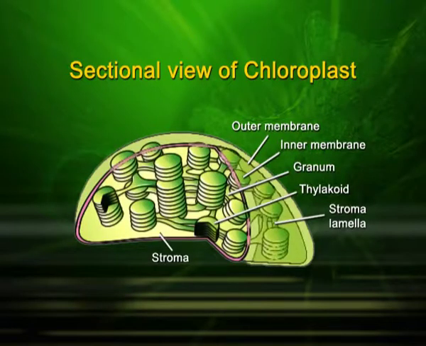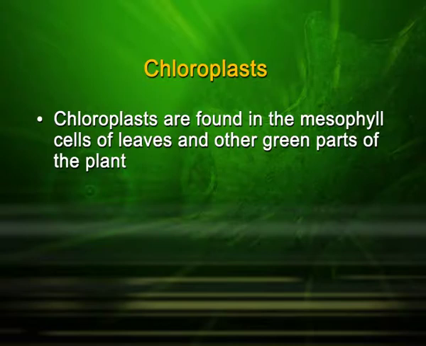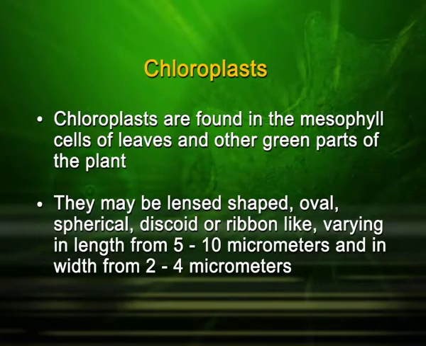Let us have a look at a sectional view of the chloroplast. The chloroplasts are found in the mesophyll cells of leaves and other green parts of the plant. They may be lens-shaped, oval, spherical, discoid or ribbon-like. They vary in length from 5 to 10 micrometers and in width from 2 to 4 micrometers.